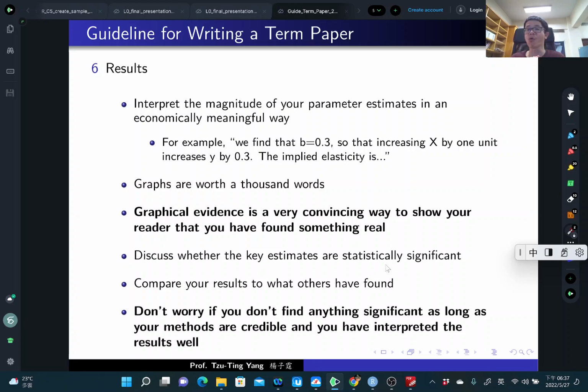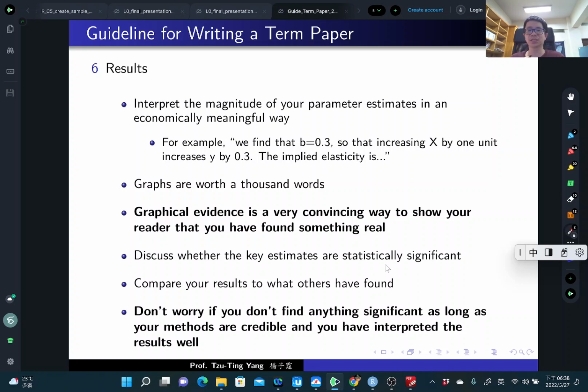And graphs are always good, worth 1,000 words. Graphical evidence is a very convincing way to show your reader you found something real. So, for example, if you use synthetic control, definitely you need to show the graph. For DID, also show the common trend assumption or any post-treatment difference. And for matching, you can also show your propensity score distribution before and after the matching, or the covariate distribution before and after the matching. And if you use OLS, you can also show some scatter plots between your outcome and your treatment variable.